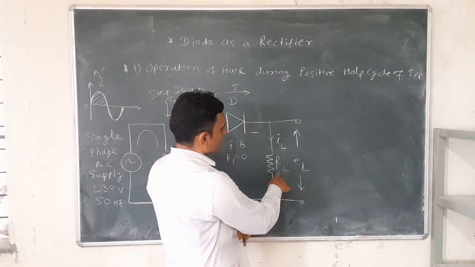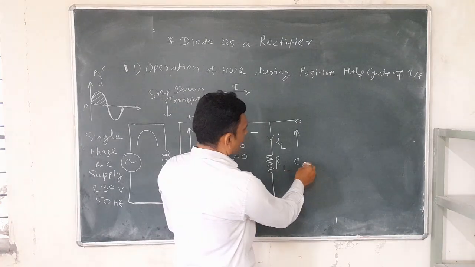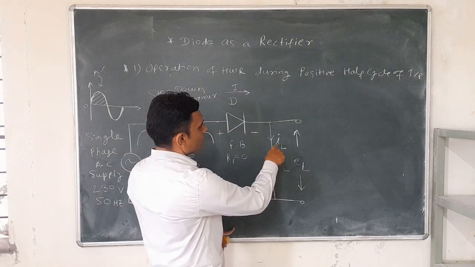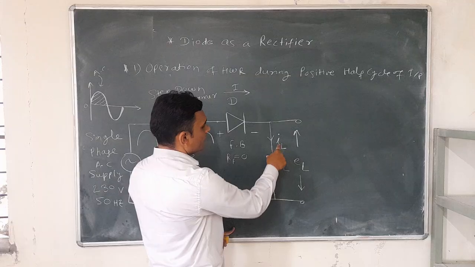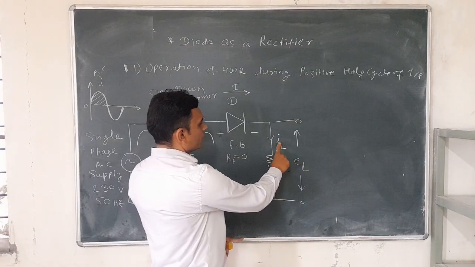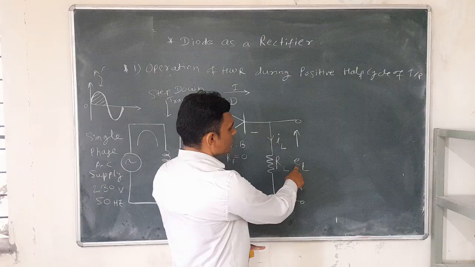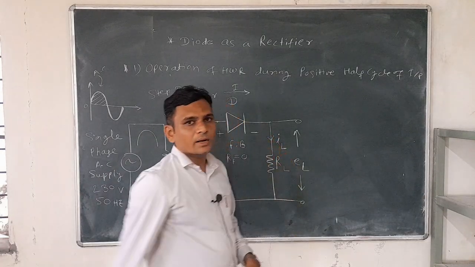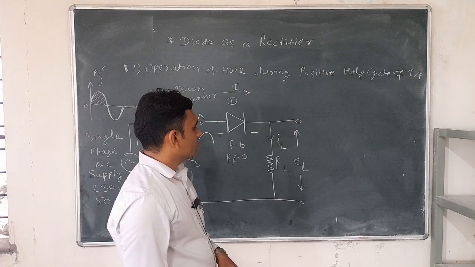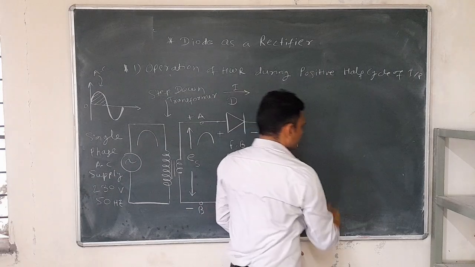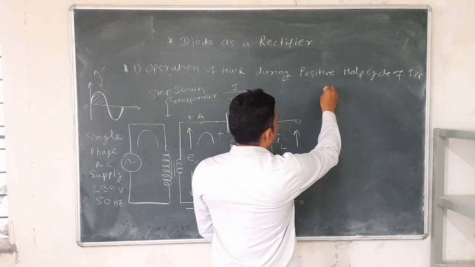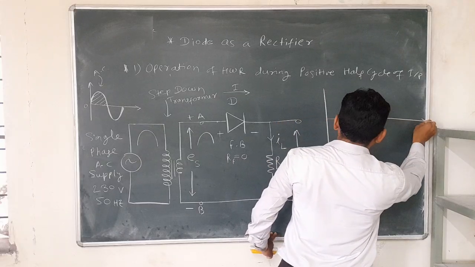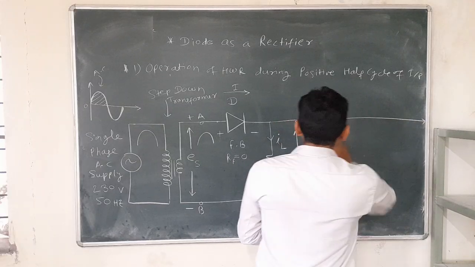When load current flows, then output voltage is available. This output voltage EL depends on the magnitude of the current and the value of the resistance, that is IL into RL. That product of this current and resistance gives this voltage, the load voltage, and this output voltage depends on the magnitude of the current. So through waveforms we will see the effect of the input signal on the output. So first consider the input signal.